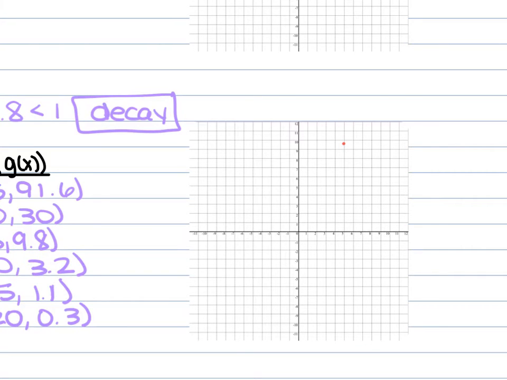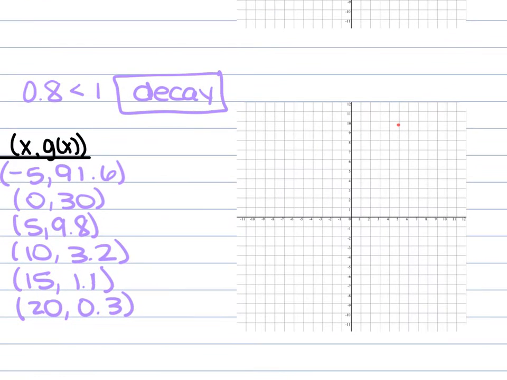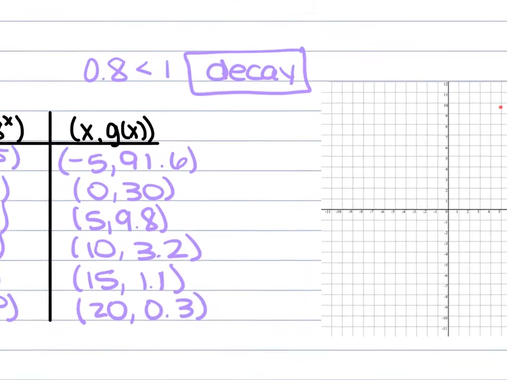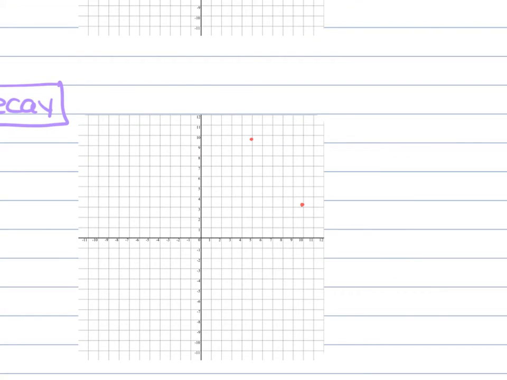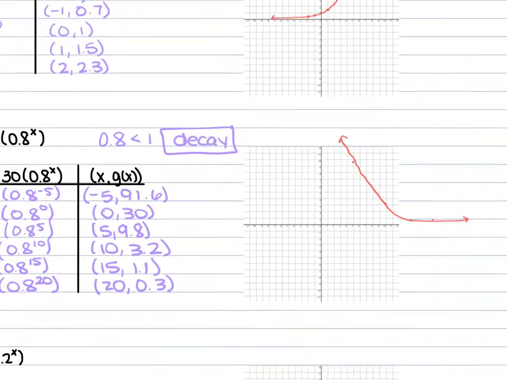And then we have 10, 3.2. 15, 1.1. So it's going to be about here, and then it's going to just keep going. So this we can graph, and it would look similar to this.